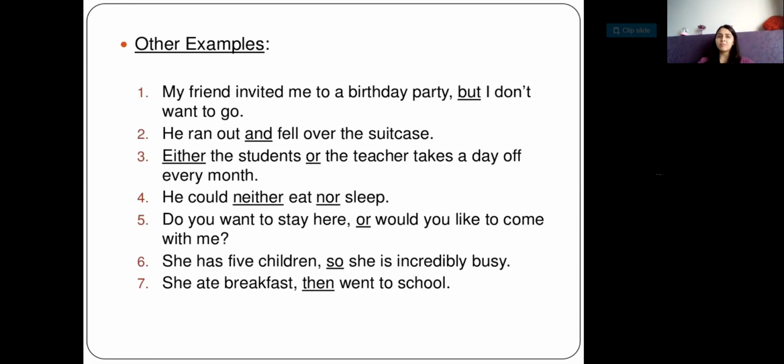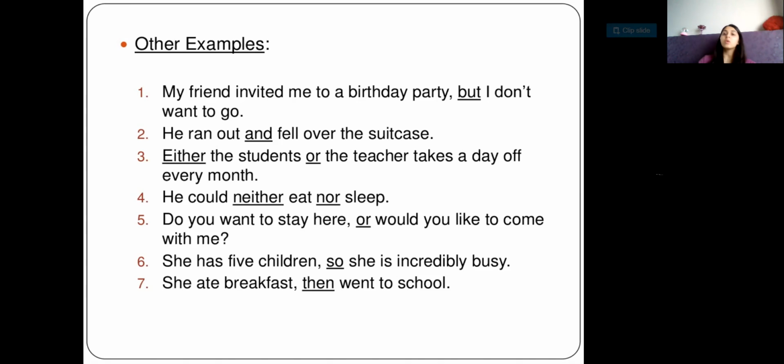Let's see some other examples of compound sentences. My friend invited me to a birthday party, but I don't want to go. But is the connecting word to both the sentences. He ran out and fell over a suitcase. Okay, so he ran out is one sentence and fell over the suitcase is another. So and is connecting both the sentences.